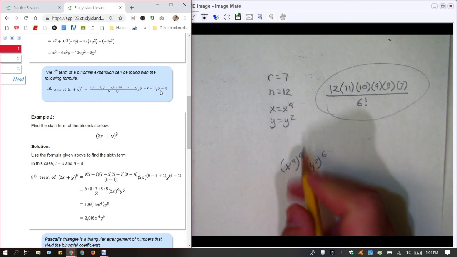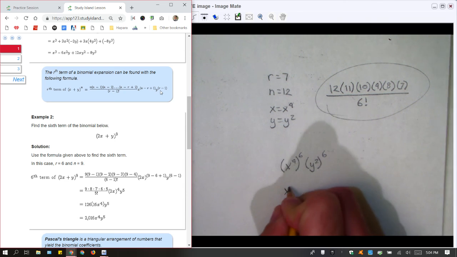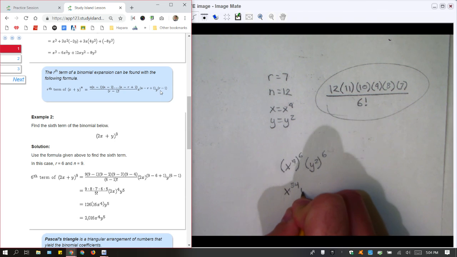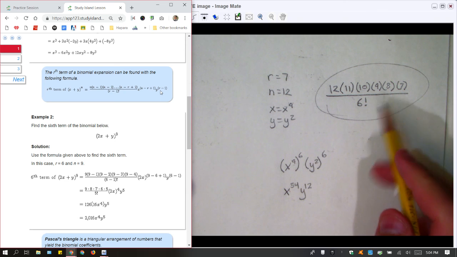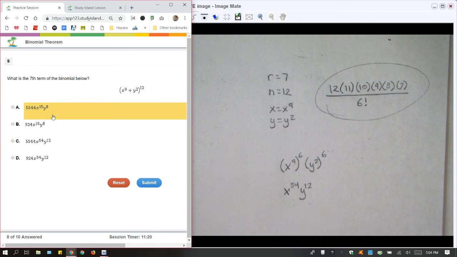So what do these come out to be? Well, x to the 9th to the 6th is x to the 54th power, and y squared to the 6th is y to the 12th power. So now all I have to do is figure out what this is, and it's going to be times x to the 54th and y to the 12th power. We can already start eliminating things because we only have 2 here that are x to the 54th and y to the 12th, and all you have to do at this point is figure out what those are. So you plug that into a calculator, and you'll get your answer.